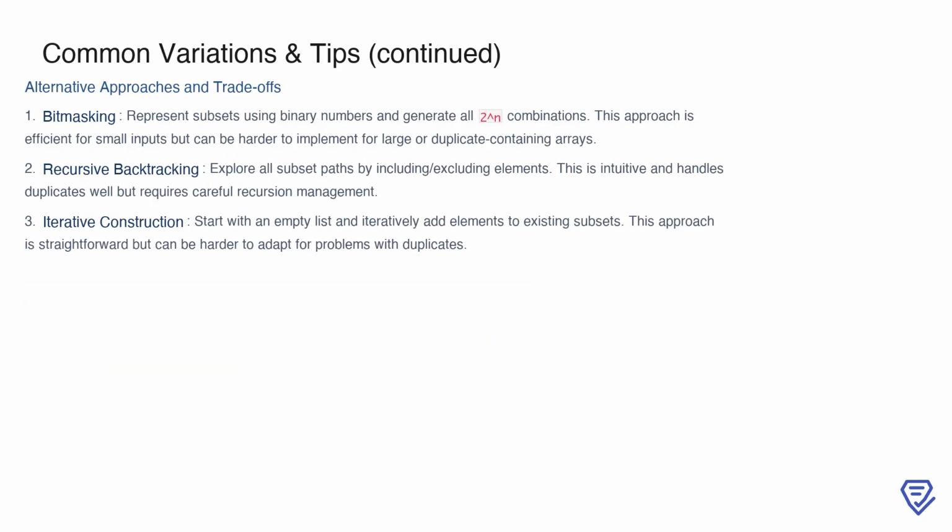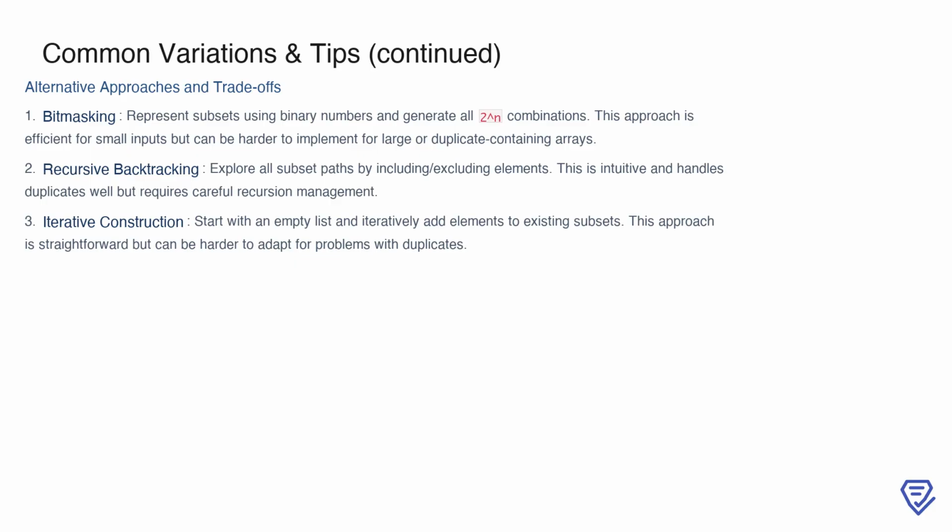Additionally, there are alternative approaches you can consider when solving subsets problems, each with its own trade-offs. One method is bit masking, where subsets are represented using binary numbers. You generate all 2^n combinations by treating each bit as an indicator of whether to include a specific element. This technique is efficient for small inputs but can become challenging to implement correctly when dealing with larger arrays or arrays that contain duplicates.